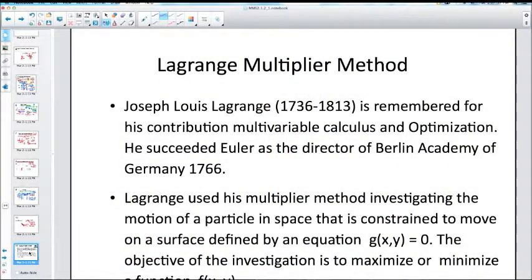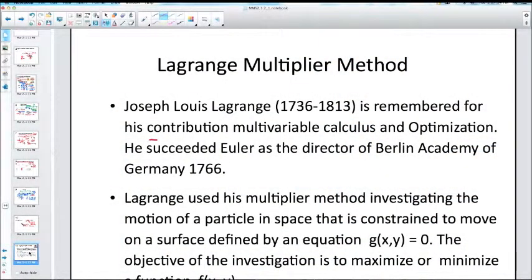But Lagrange took the position after Euler became the director of the Berlin Academy in Germany in the 18th century. That position is nowadays like the physical science lab at Princeton. What he contributed most is multivariable calculus and optimization. That's what we are talking about in this lesson and the next lesson, the Lagrange method.